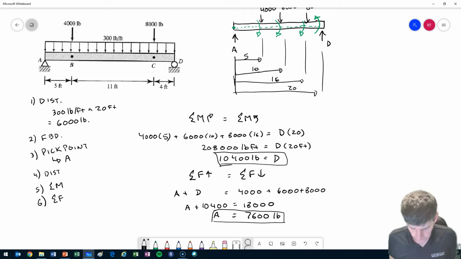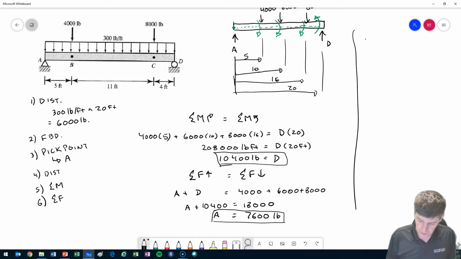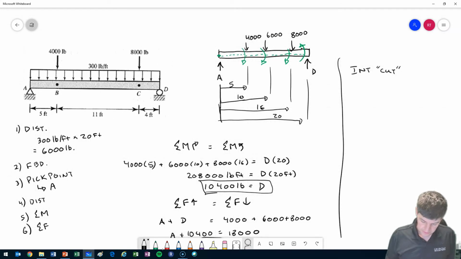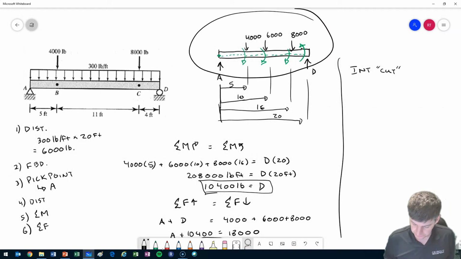Okay. Here's where mistakes are made. When we go to find our internal loads, what we want to do is we want to cut the beam. Often students will want to cut this beam. However, that is not our beam. Our beam is this beam.